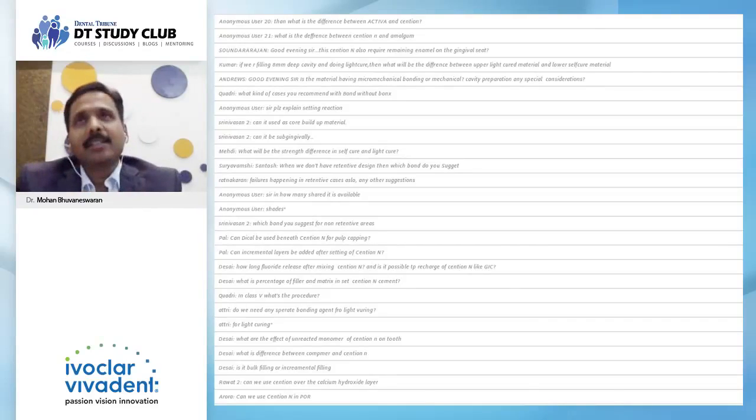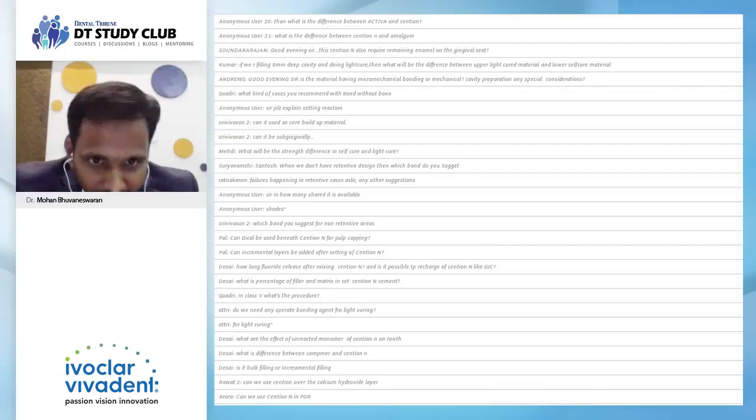The answer is yes, provided you're able to isolate it beautifully with a matrix band, right? So please, no problem, but make sure that you're able to isolate it because I don't want any salivary contamination happening there.